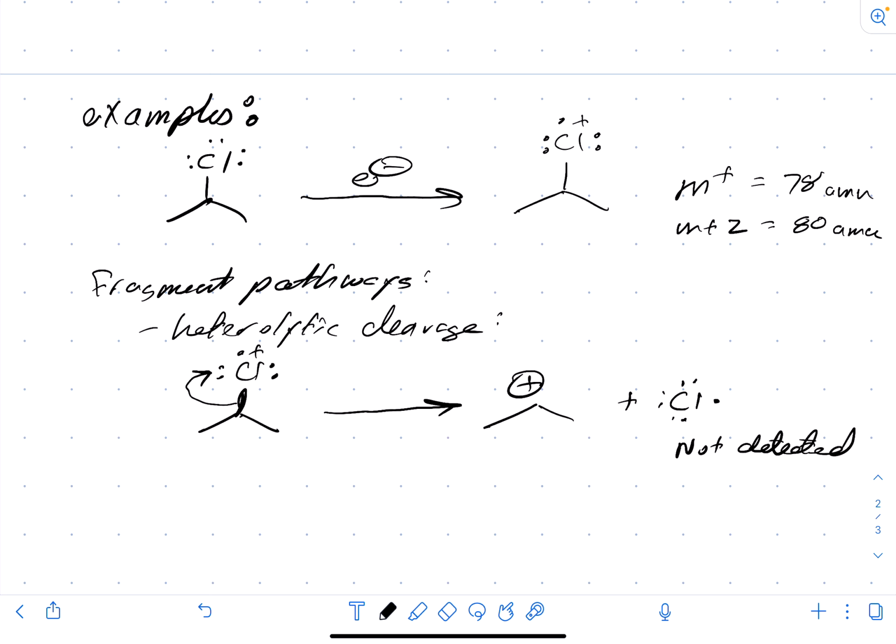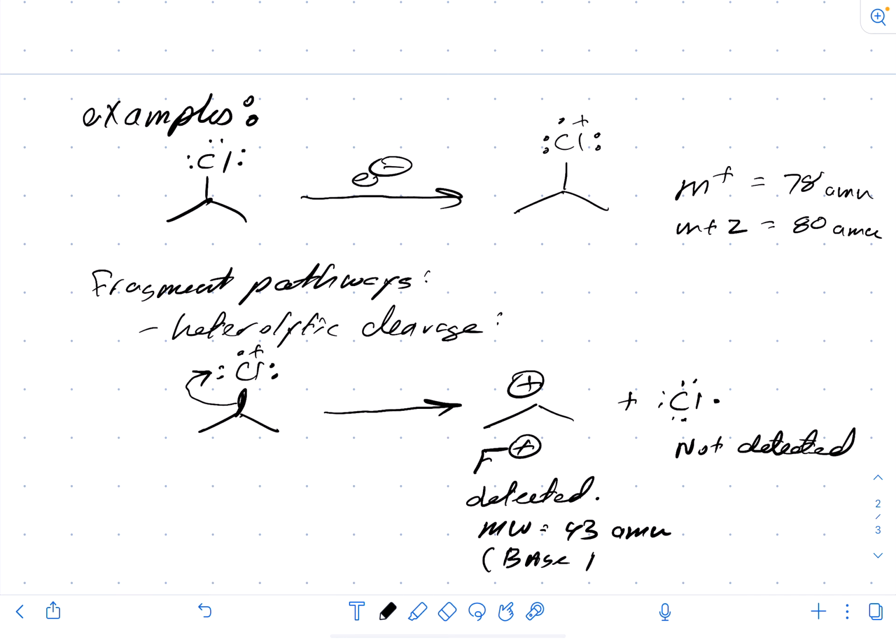And then what we'll see in its place is a fragment piece that's positively charged. This would be detected, and it would give us a molecular weight of about 43 mass units, right? And so that corresponds to the molecular ion having lost the chlorine, which we don't detect. We get a mass to charge ratio of 43 for that carbocation fragment, and if you look back at the spectrum, that turns out to be the base peak in the spectrum. So this is the most common fragmentation that we encounter in this particular molecule.